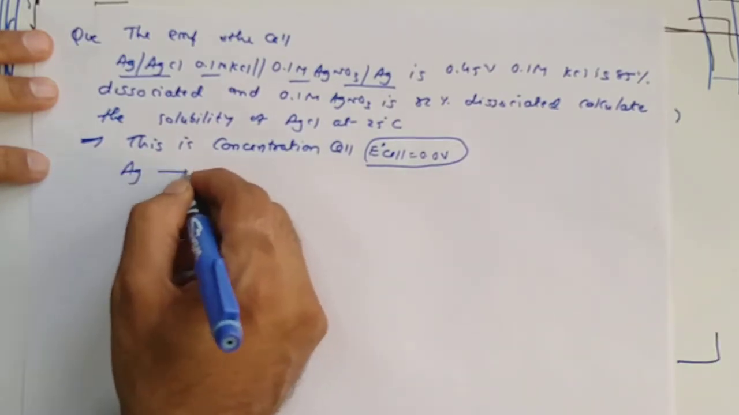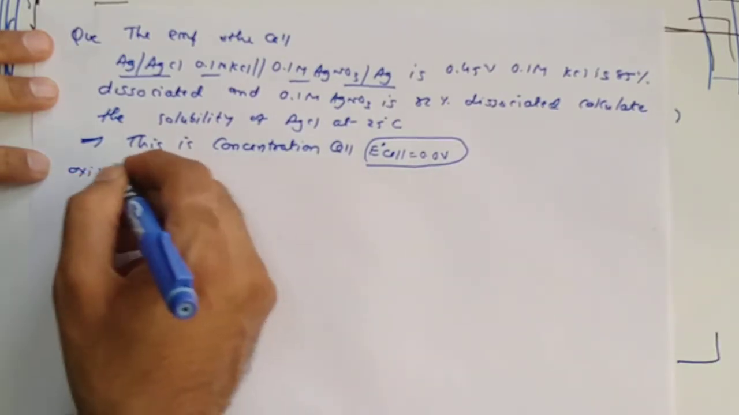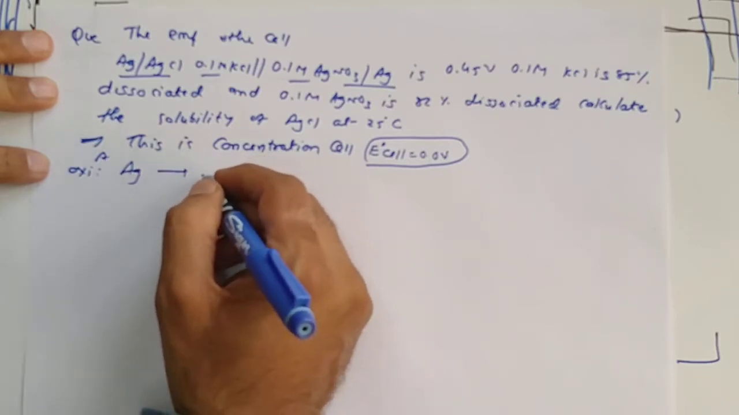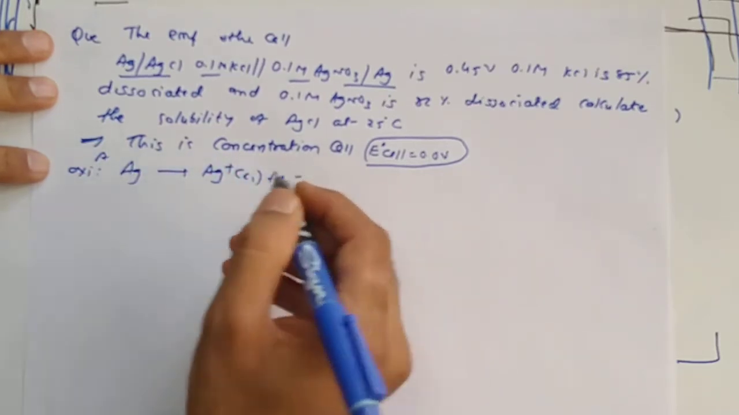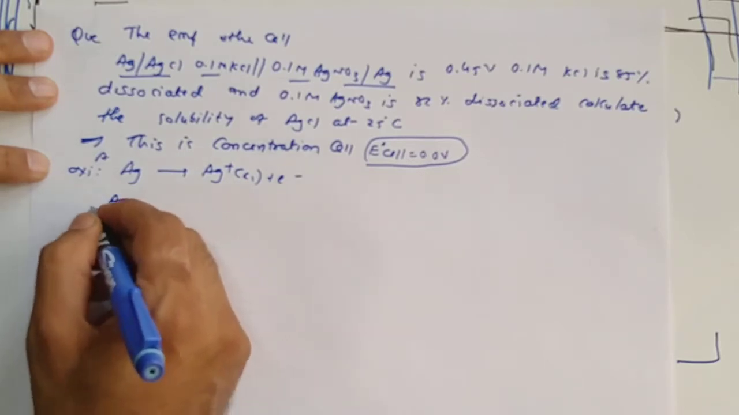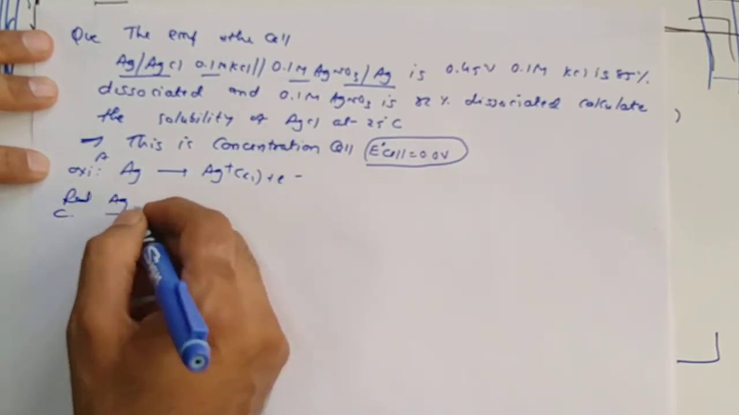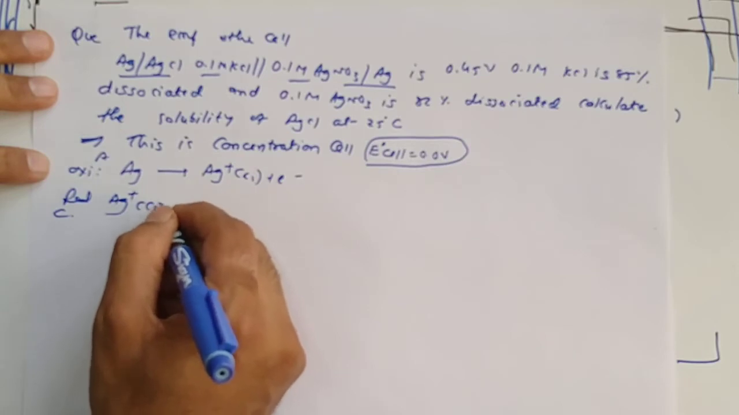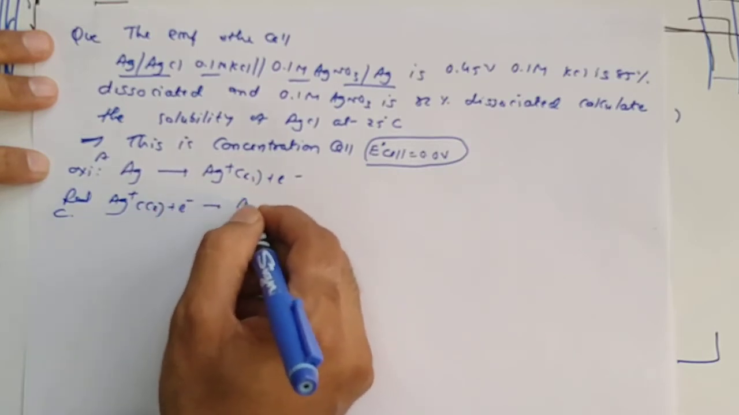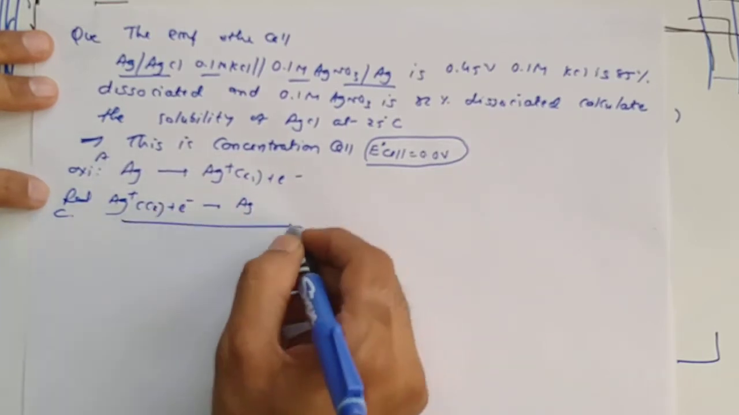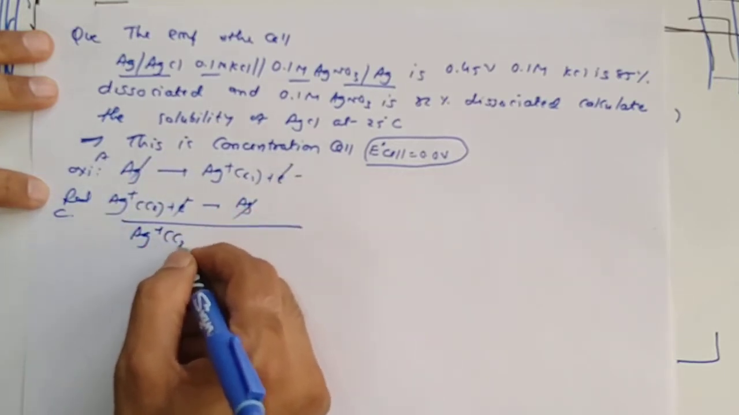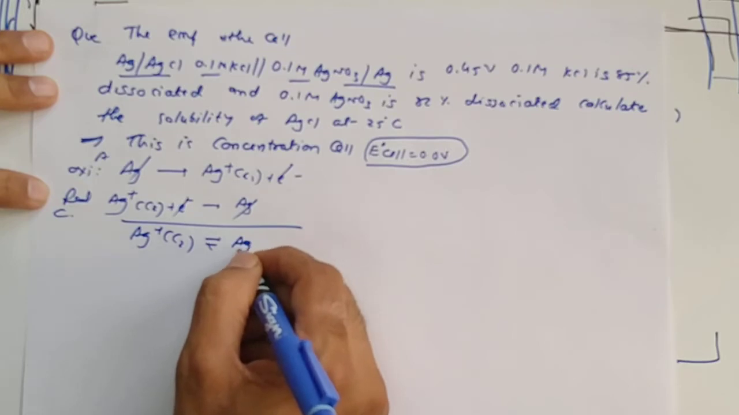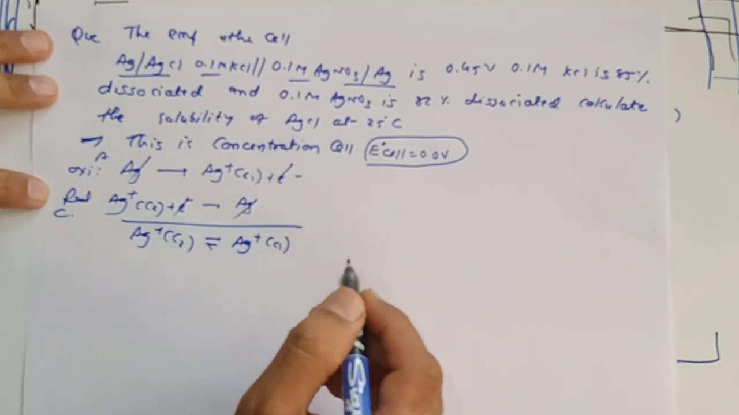Now here Ag experiences oxidation on anode. So Ag gives Ag plus having concentration C1, assumed. On cathode reduction occurs: Ag plus C2 plus electron gives Ag. Ag cancels, electron cancels. So this cell is working on the change of concentration.